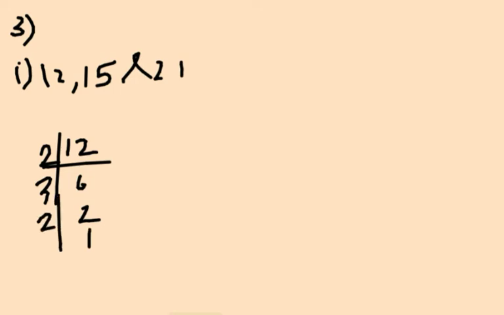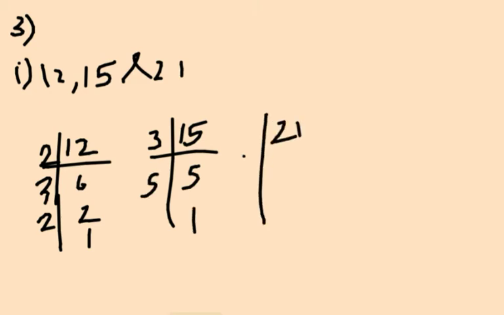So the third one, find the LCM and HCF of the following integers by applying the prime factorization method. The first question is 12, 15 and 21. We factorize 12, we get 2, 2, 3. We factorize 15, we get 3, 5. We factorize 21, we get 3, 7.